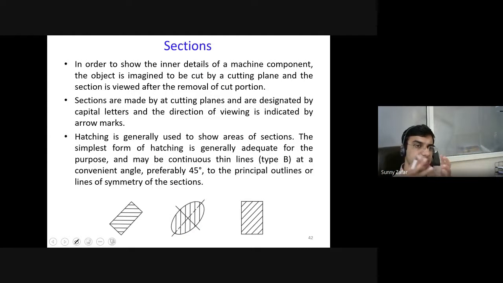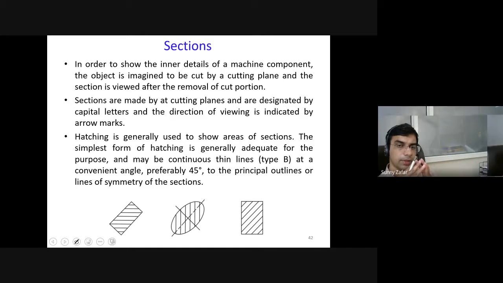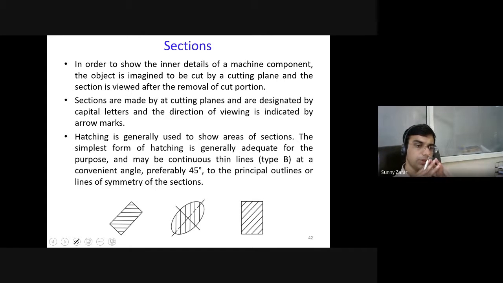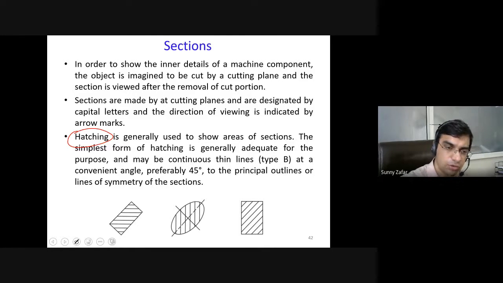Next come the sections. Sections are very useful on any machine components to show the internal or inner details. Sections are produced whenever the component is cut perpendicular to the axis using a cutting plane. At that point, we will show the section of that part. Additionally, the section may also be designated by showing a capital letter and the direction in which it has to be viewed. Any section is represented by hatching, which is shown as shown here.